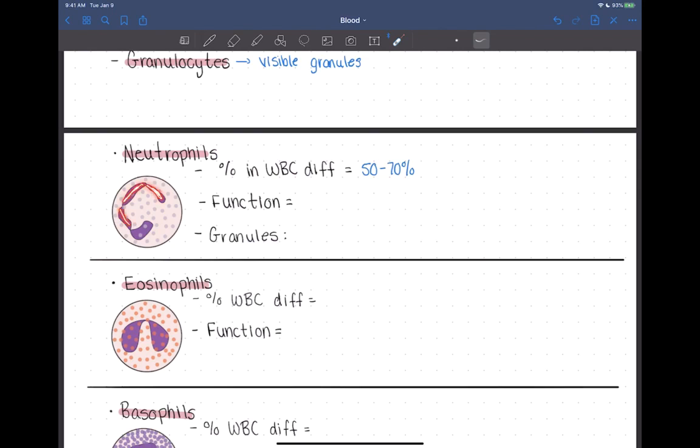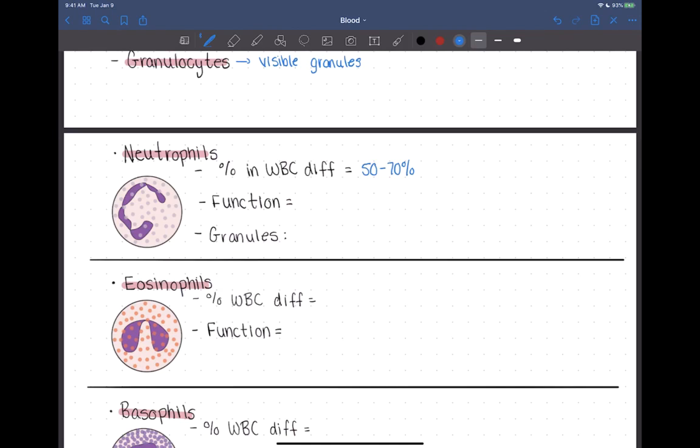Neutrophils have a multi-lobed nucleus. It has one nucleus, it's just squeezed into these different lobes that can sometimes look separate, but they're all connected.